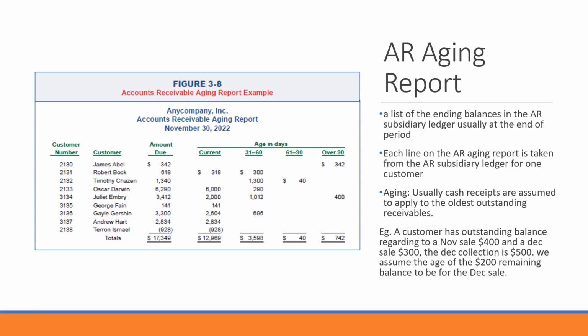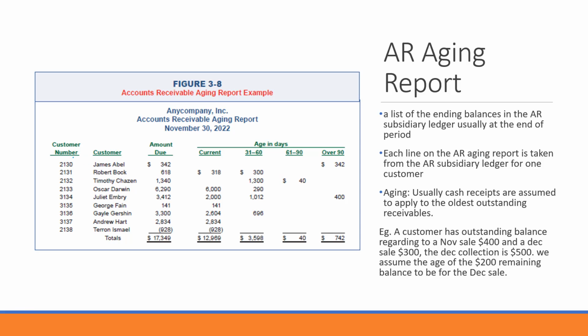it a requirement. You can choose to do this and you will get extra points for completing this aging report. Basically, the accounts receivable aging report is a list of the ending balances in the AR subsidiary ledger. Okay, so we get a summary for each customer like this, and each line on the AR aging report is for one customer.